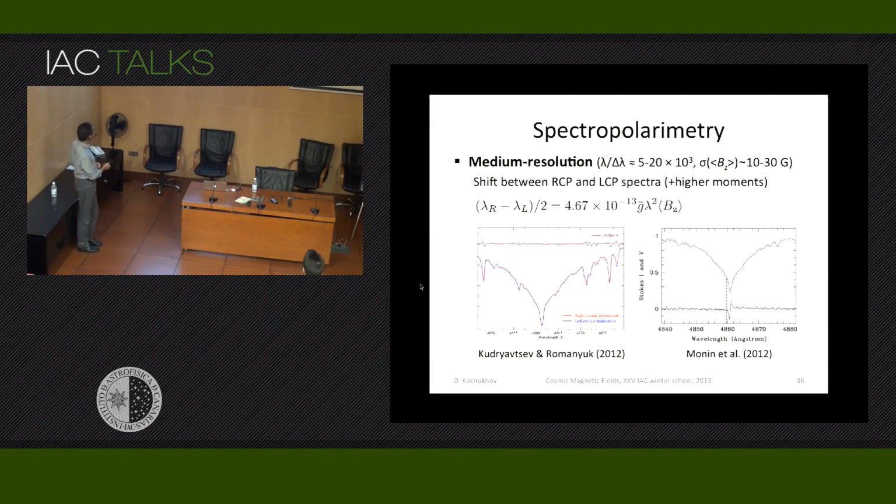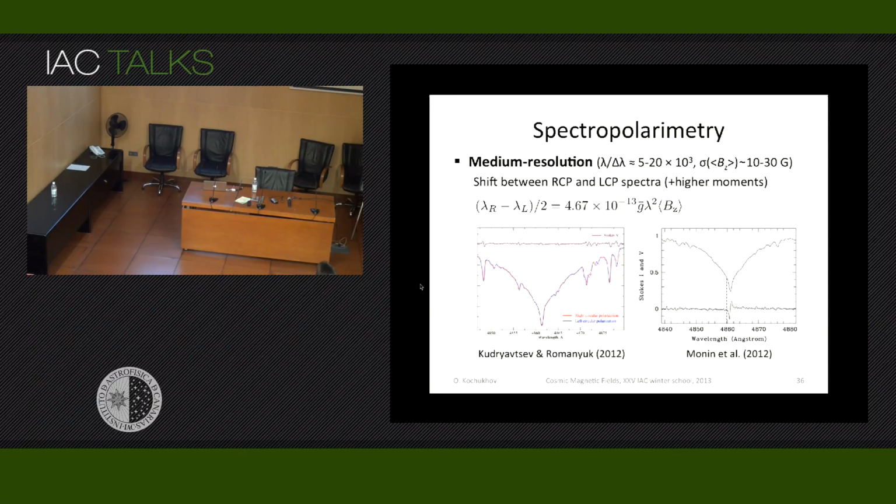So what one does is measure the center of gravity in one of these spectra and subtract the center of gravity in another spectrum and then derive the field. This part of the equation is actually mathematically fully equivalent to computing the first moment of Stokes V. So you could have just derived the same thing by integrating this signature, Stokes V.